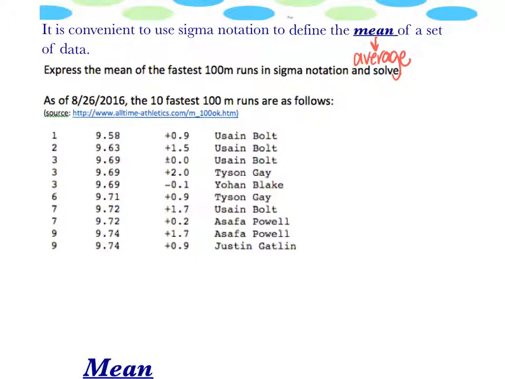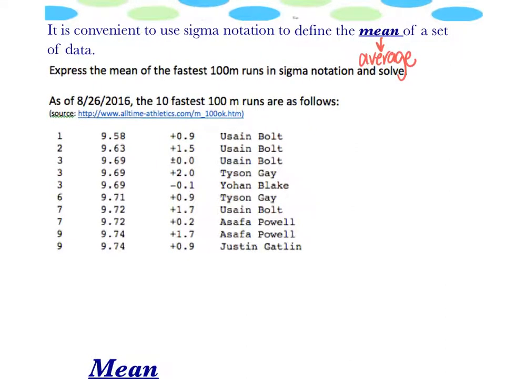So let's take a look at this. It says, express the mean of the fastest 100-meter runs in sigma notation. So this is as of August 26, 2006, and these are the 10 fastest 100-meter runs. Here we can see these are the times that I'm looking at right here. This next row is comparisons, and then you can see the actual runners over here on the far right. So in order to find the average or the mean, I need to first find the sum of all the times.